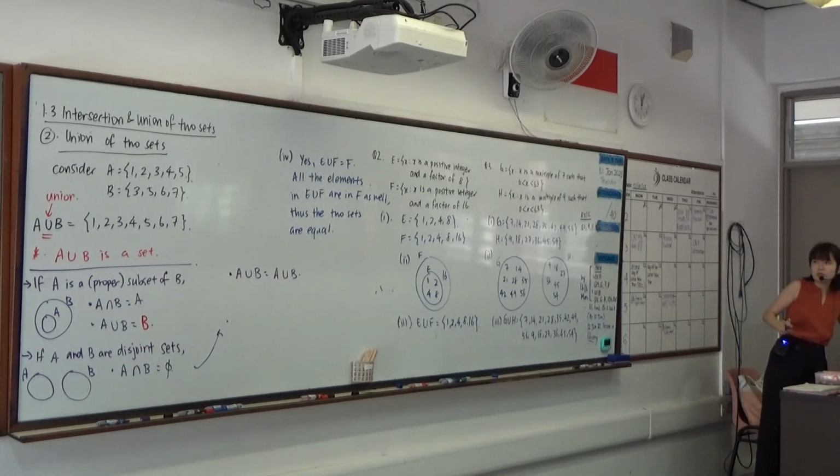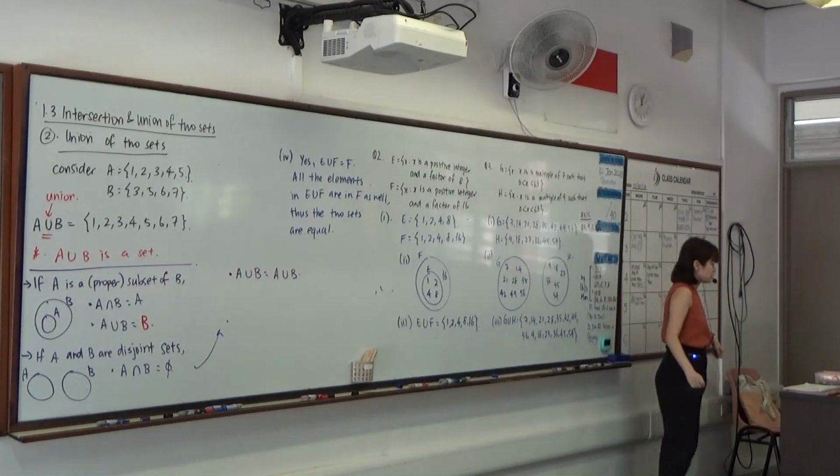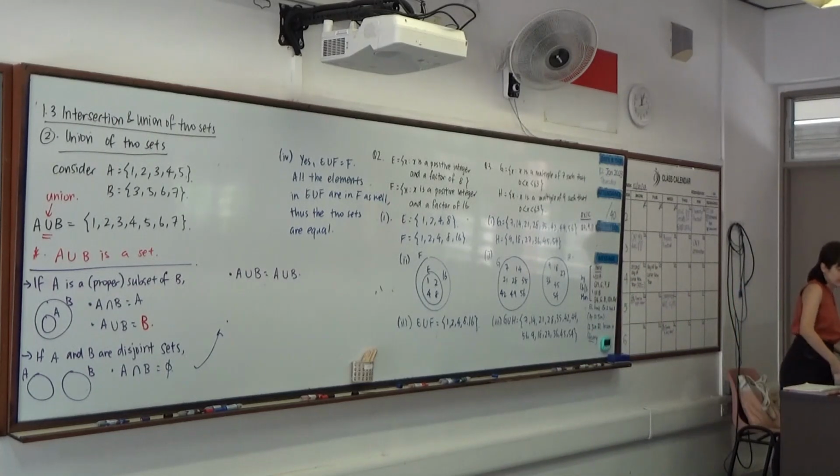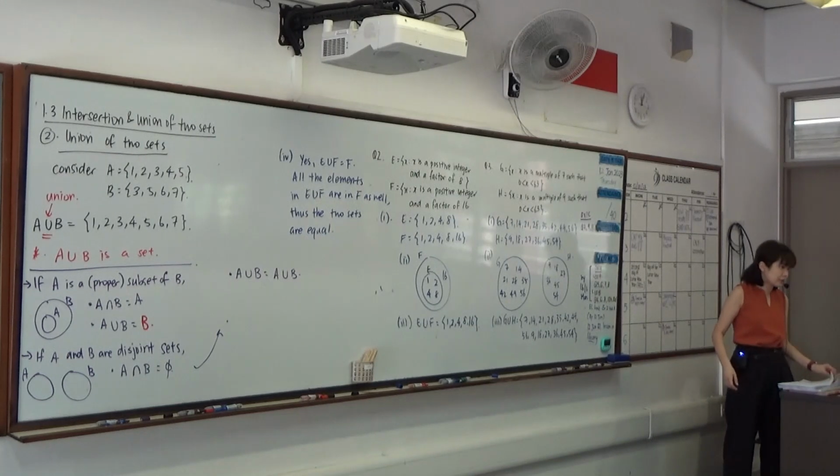Okay, now we go into the slightly more fun part. We still have 20 minutes left of sets. I find that 1.1 to 1.3 is usually the quite dry and boring ones. So thank you for bearing with me. The more fun part will be the shading of Venn diagrams.